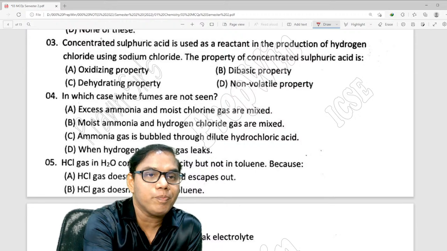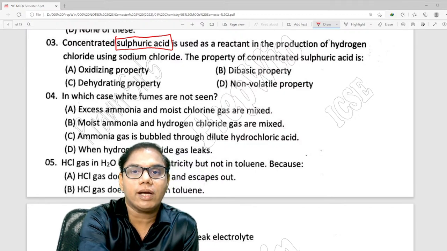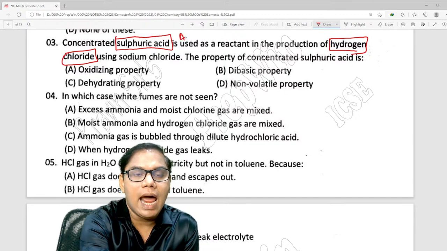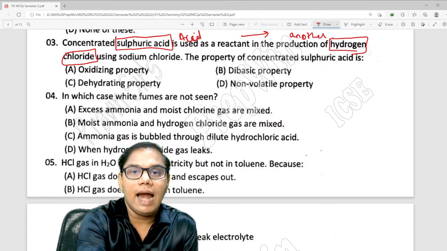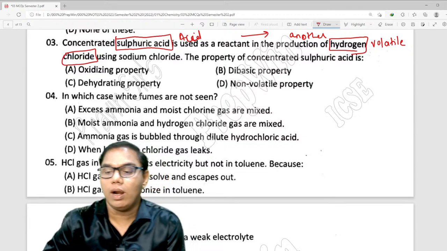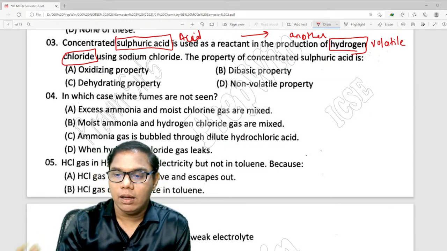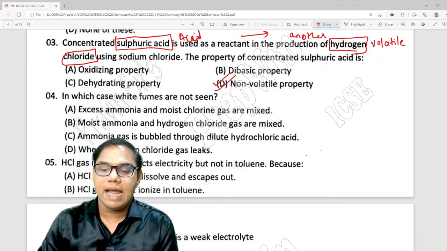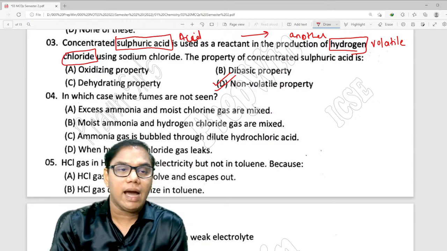Okay, so sulfuric acid is used, this can be a give reason question as well, is used as a reactant in production of HCl. Okay, this is also an acid. So one acid is used to prepare another acid. And HCl is a volatile acid. Okay, and what kind of acid should be used to prepare a volatile acid? Non-volatile acid. So why is sulfuric acid used and why is nitric acid not used? So it shows the non-volatile property. Yes, I can see all my champions are giving the correct answers. They are well prepared for their examination.